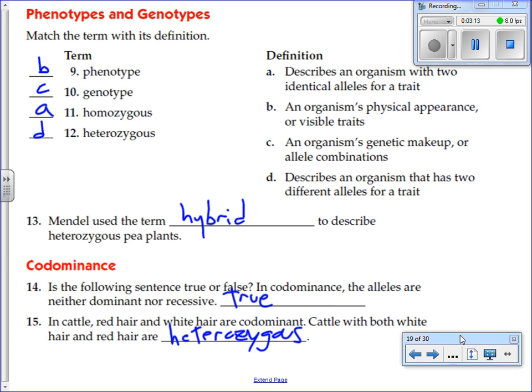In codominance, the alleles are neither dominant nor recessive. They both show up. In cattle, red hair and white hair are codominant. Cattle with both white and red hair are heterozygous. And in addition, when you do a codominant trait, because they're neither dominant but they both show up, you use 2 capital letters. So for this trait, you would use a capital R and a capital W. And then that signifies that both traits are showing up.